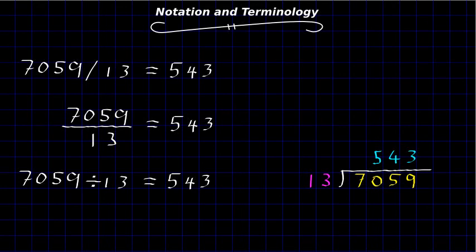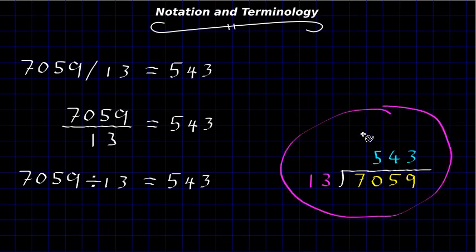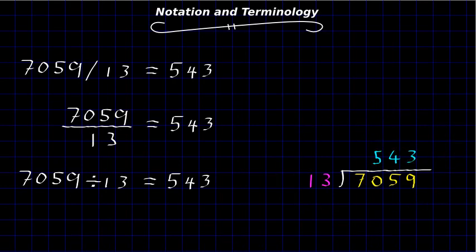Let's talk about some of the terminology and notation that people use for doing division. You can write the division problem with a slash like that. This reads as 7,059 over 13 equals 543. You can write it even more explicitly, one number over the other, like this. Again, that reads as 7,059 over 13 equals 543. You can also use the explicit divide by symbol. It looks like that. This reads as 7,059 divided by 13 equals 543. Last but not least, you can write it in this form, which is the way people do it when they're actually doing long division problems by hand.